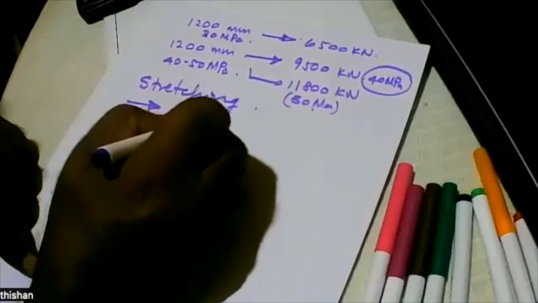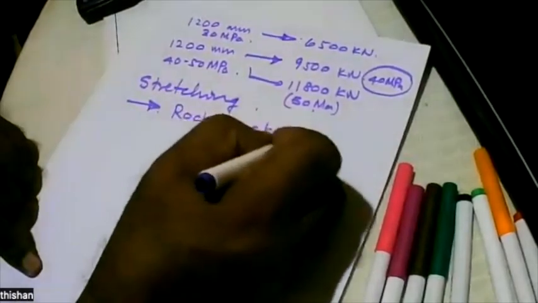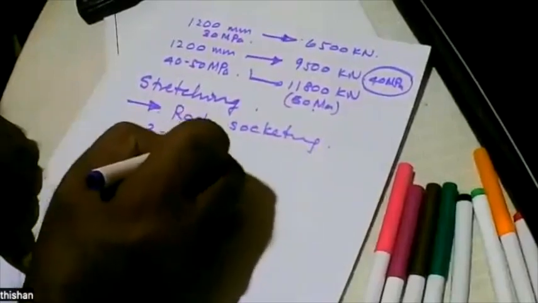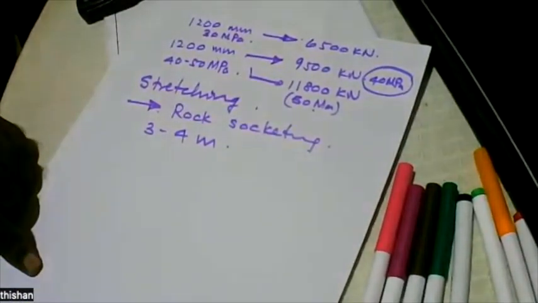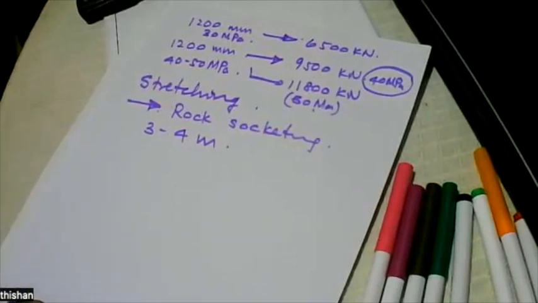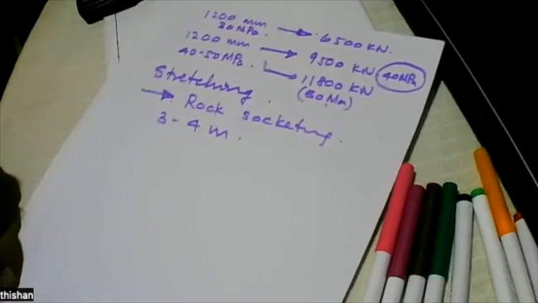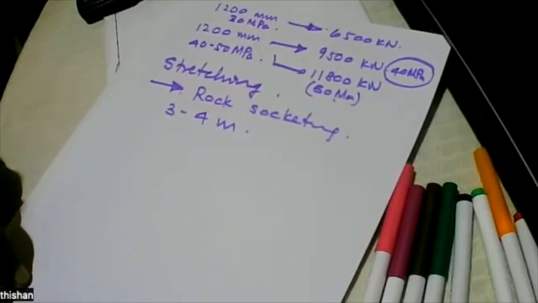rock socketing of 3 to 4 meters. So if you want to have high capacity piles, because you know the bridge, there are some restrictions on the diameter of the piles that you can use, because there can be restrictions, especially when you are constructing roads, elevated roads on the existing highways, you might find that your foundations have to be restricted.